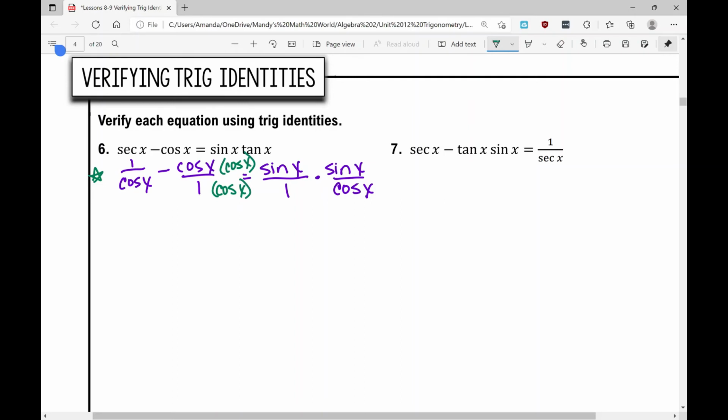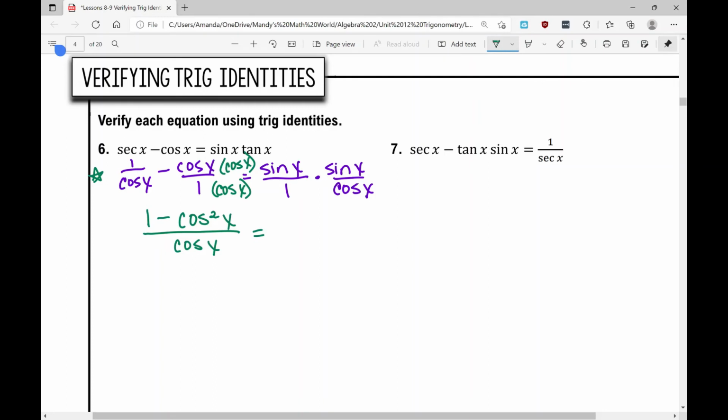And now I get, and I'm going to do this all in one step, a common denominator of cosine. So I'm going to get 1 minus cosine squared, because that's what cosine x times cosine x is, over cosine x equals, and now we're going to multiply these fractions. Multiply the top, multiply the bottom.